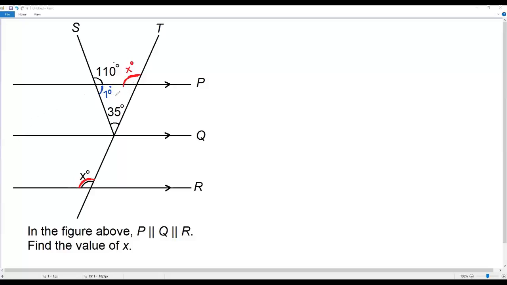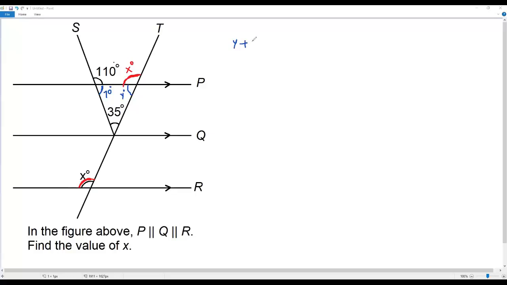Let me assume the measure of the angle over here is y degrees. Okay, now let's consider these three angle measures: y degrees, 70 degrees, and 35 degrees. These three are the interior angles of a triangle. According to the angle sum property of a triangle, the three interior angles of any triangle will add up to 180 degrees. So this y degrees, this 70 degrees, this 35 degrees must add up to 180 degrees. So let me write it.